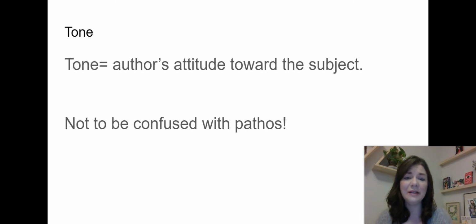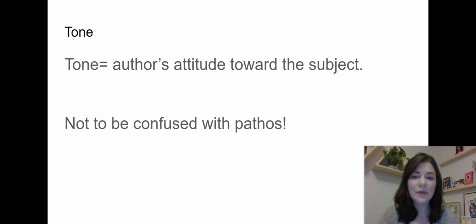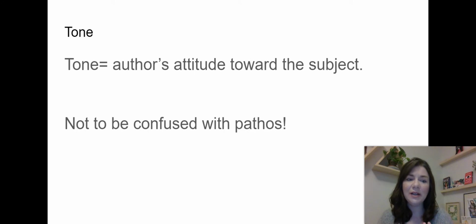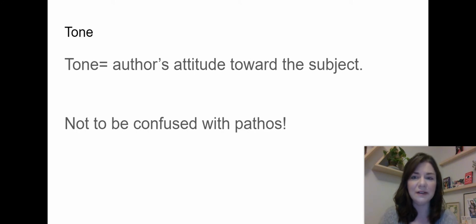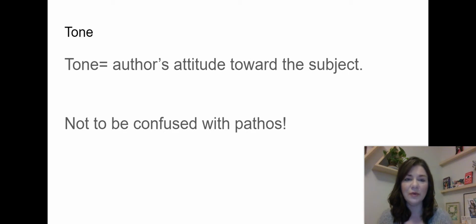Now, this is not to be confused with pathos. So tone is the attitude that the author feels toward their subject. Pathos is an appeal that speakers use to help their audience feel a certain way in order to be persuasive. So, with pathos, we're trying to get the audience to feel something. With tone, it's our own feeling. Now, sometimes those can be related.